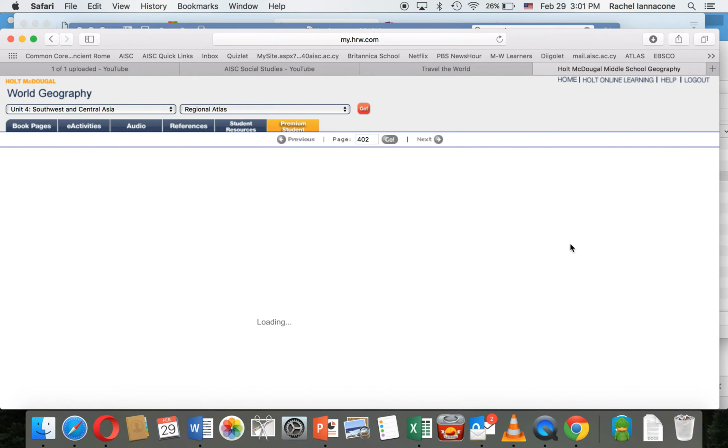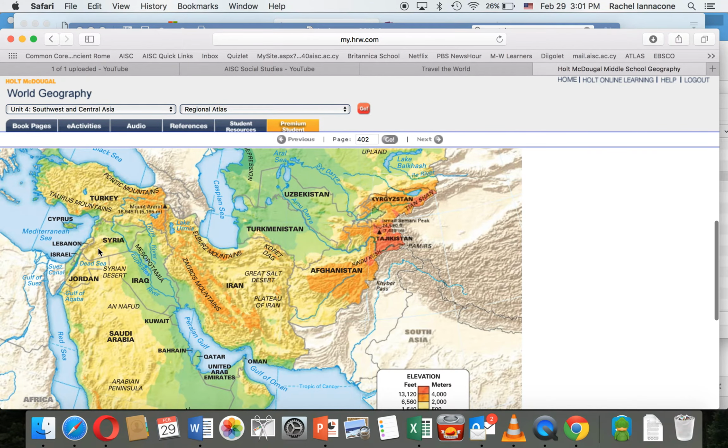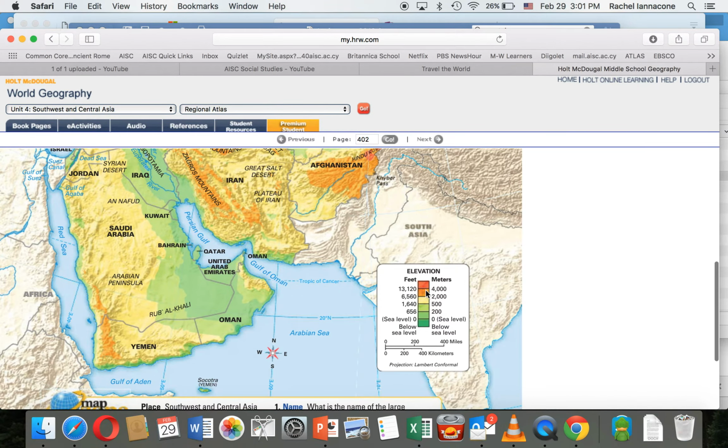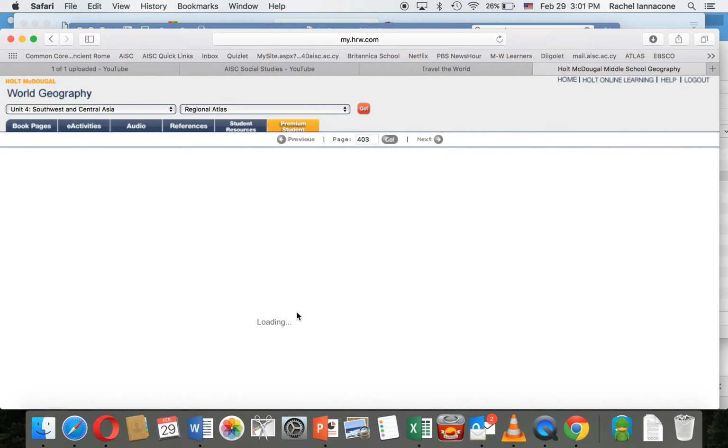There will always be a physical map to start with, and the physical map will include, and there's Cyprus, so I can make sure that that's this unit. It includes mountain ranges, rivers, bodies of water, and elevation. Okay, and we go to the next page is the other part of the physical map.